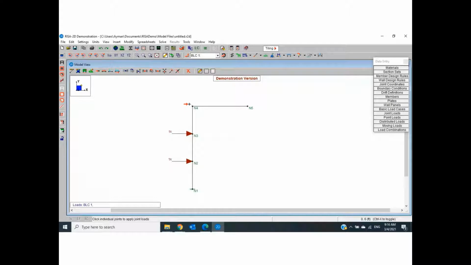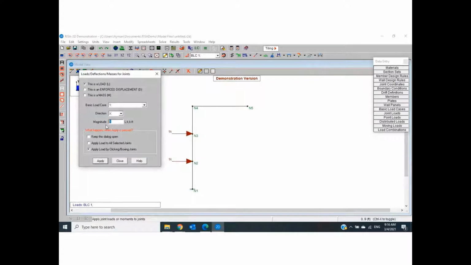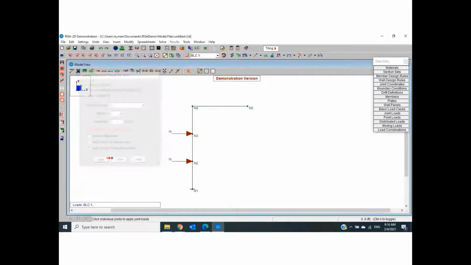Do you think I need to click here? No, because the value is different. This one is 0.5, so I need to make scale. One more time, insert, joint load, change the value to be 0.5, apply, make sure direction is X, apply, and put another force.